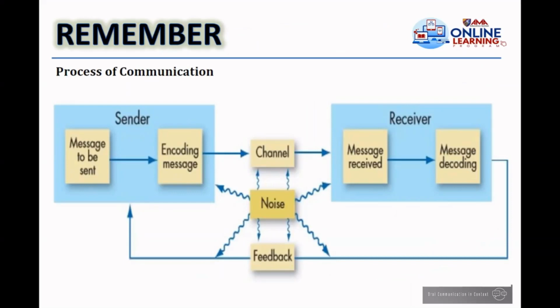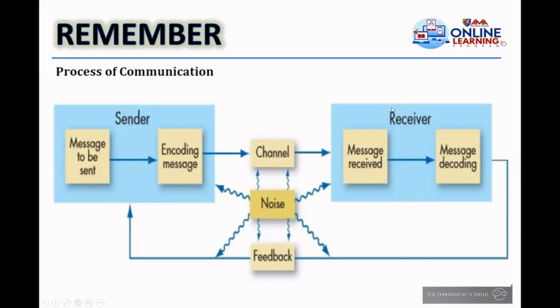Did you know that communication have different forms? So before the forms, let's have the process of communication. Here, this is the sender, this is the receiver, this is the channel, the feedback, and then the noise. The sender is the one who will encode the message, who will formulate a message. After formulating the message, the sender will choose a channel to be used in transmitting the message.